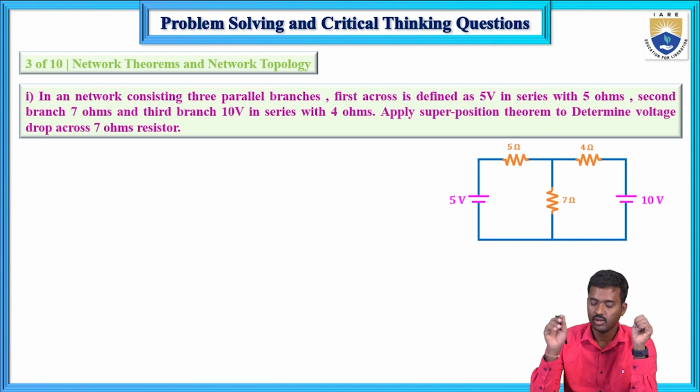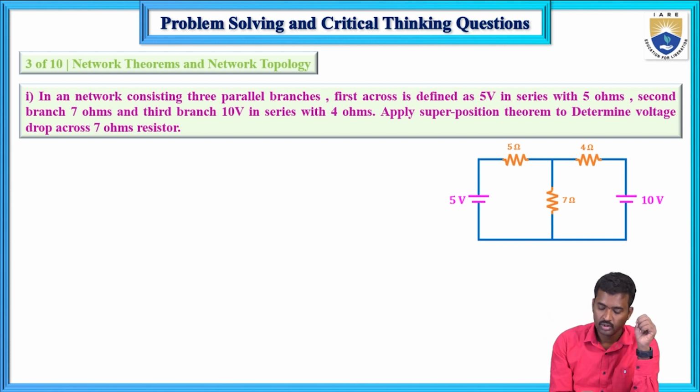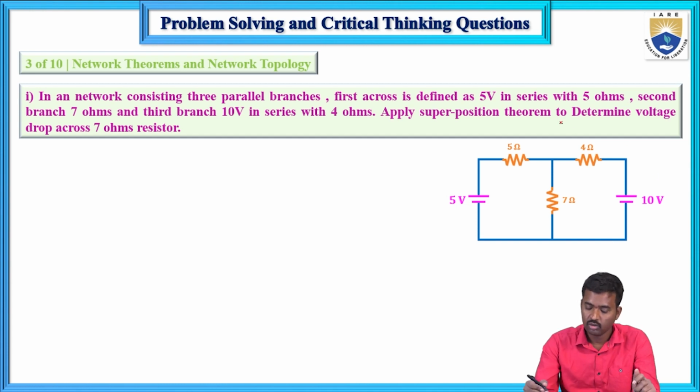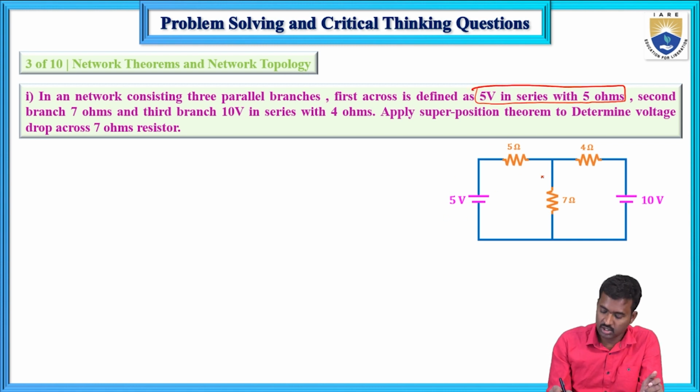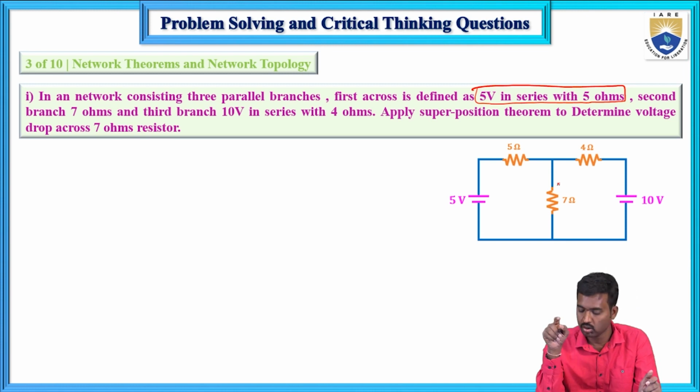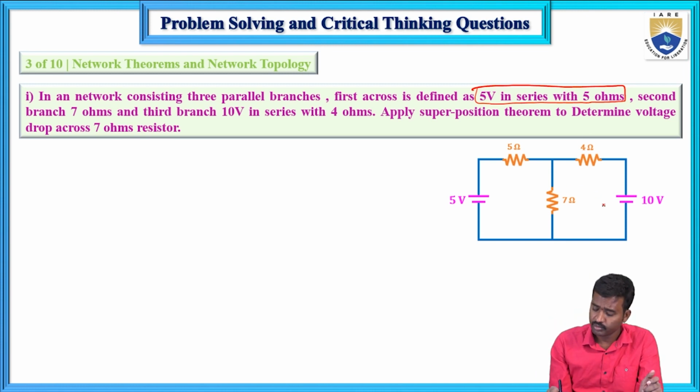Now here this is the circuit. So first, how many branches are there? 3 branches. This is the first branch, this one is the second branch, and this one is the third branch. In the first branch, the 5 ohms and 5 volts are connected in series. The second branch is 7 ohms only, there is no voltage source. In the third branch, 10 volts and 4 ohms are connected in series. Now apply the superposition theorem to determine the voltage drop across the 7 ohm resistor.